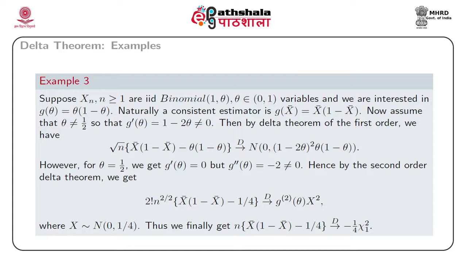So, using the second order delta theorem, we find that 2 factorial multiplied by n to the power 2 by 2 into (x bar into (1 minus x bar) minus 1 by 4) converges in distribution to a random variable which is X square multiplied by the second derivative of g at theta, where X has a normal distribution with mean 0 and variance 1 by 4. Thus, we finally get that n times (x bar into (1 minus x bar) minus 1 by 4) converges in distribution to a random variable defined as minus chi square 1 divided by 4.